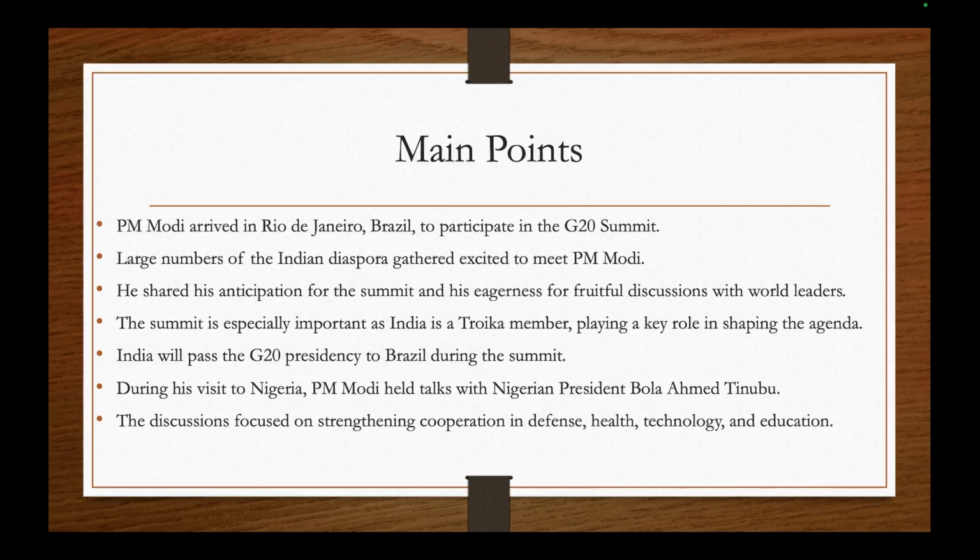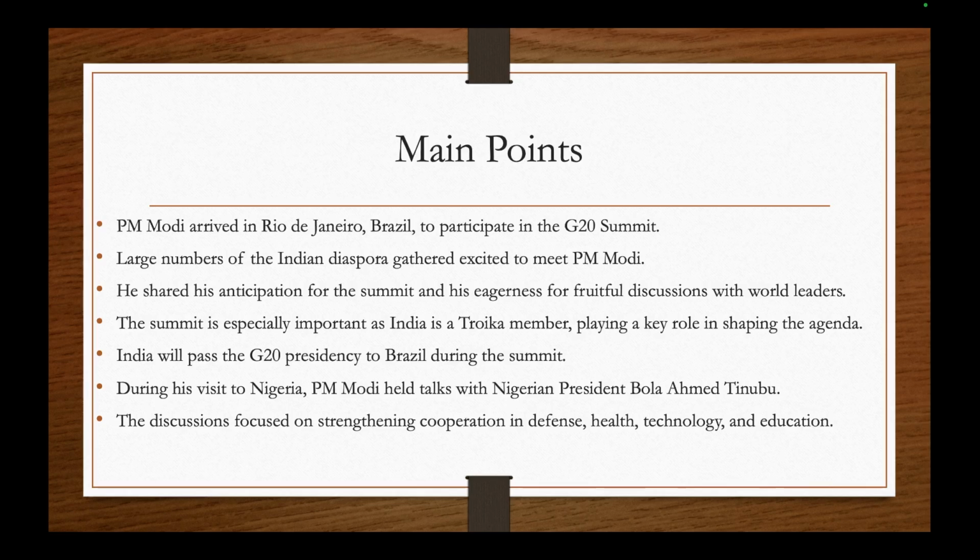So coming back, what are the main points? First, PM Modi arrived in Rio de Janeiro, Brazil to participate in the G20 summit. Second, large numbers of the Indian diaspora gathered, excited to meet PM Modi. Third, he shared his anticipation for the summit and his eagerness for fruitful discussions with world leaders. The summit is especially important as India is a Troika member, playing a key role in shaping the agenda. India will pass the G20 presidency to Brazil during the summit.